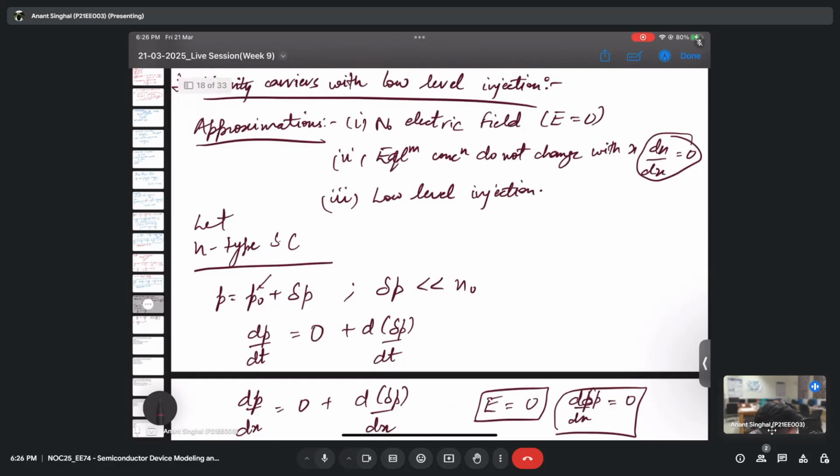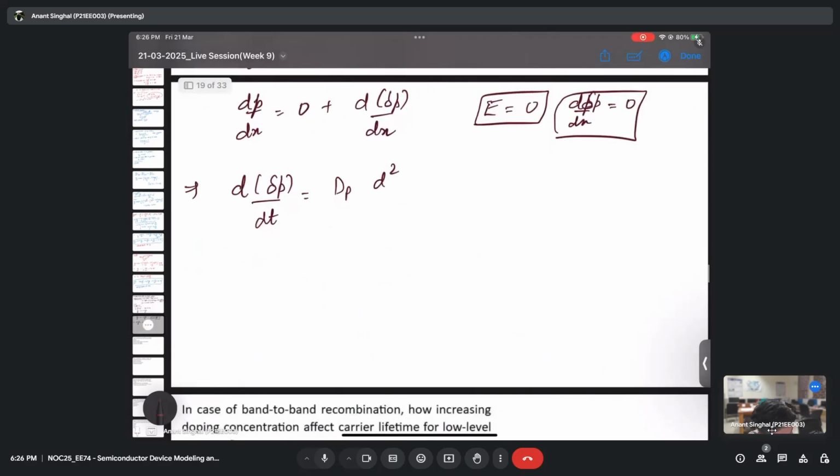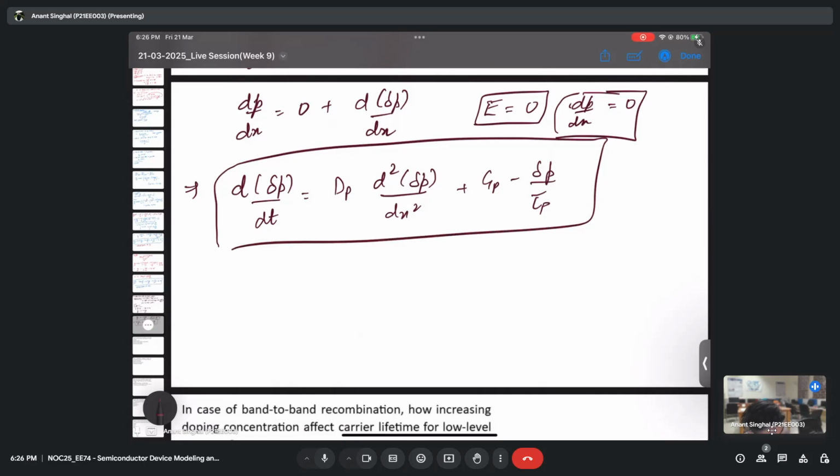So for this I can write dp over dt, because we are talking about the continuity equation of holes. The first two terms will go away and we are left with Dp d2 delta p over dx2, plus Gp minus Rp, and Rp is nothing but delta p over tau p. We need to solve this particular differential equation to calculate the minority carriers' excess concentration.